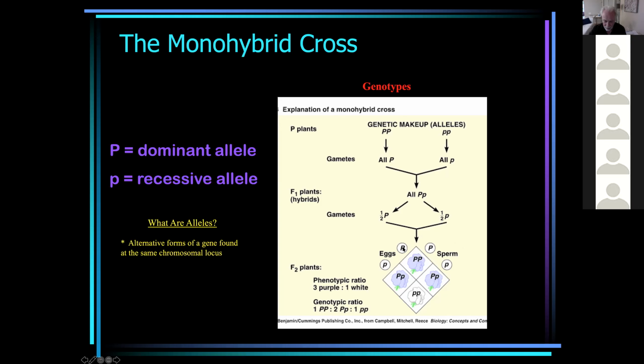So if a big P sperm fertilizes a big P egg, you get big P, big P, purple. If a little p sperm fertilizes a big P egg, again, you get purple, but it's a heterozygote, big P, little p. And there's another one that will form here. It's only if a little p sperm fertilizes a little p egg that you get little p, little p, that's recessive and that is white. So the phenotype here is 3 purple to 1 white. The genotype is 1 big P big P, 2 big P little p, and 1 little p little p.